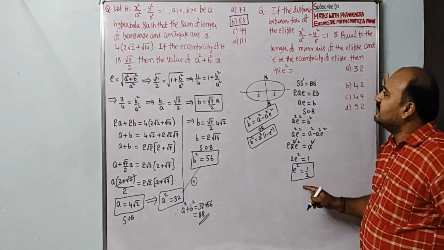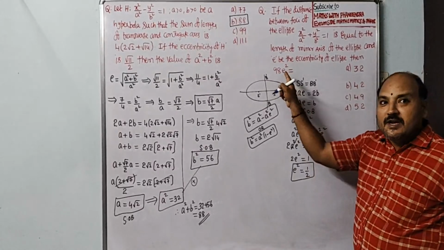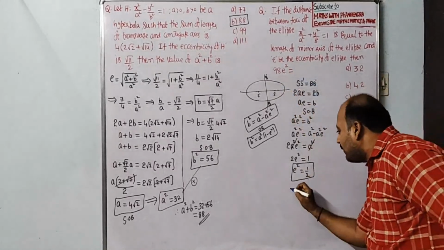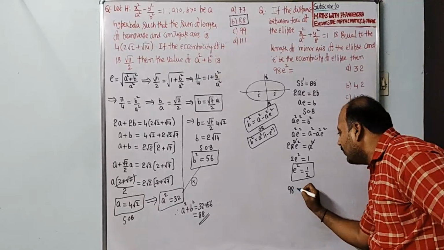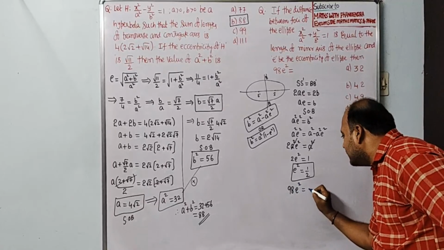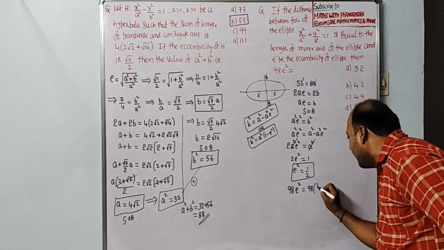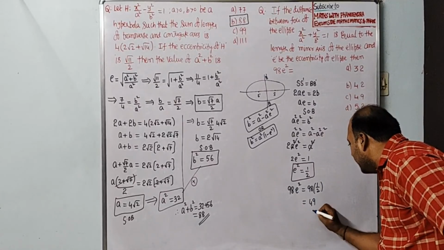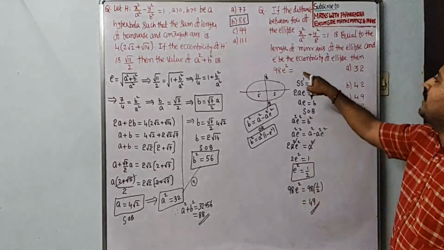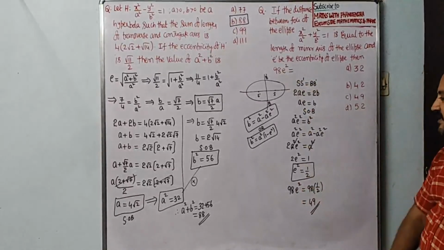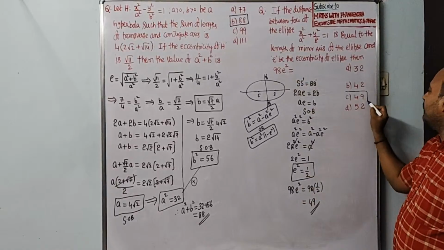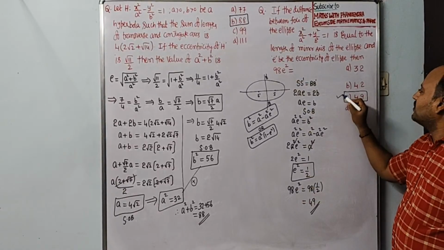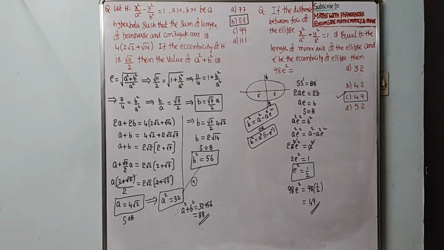After getting the value of E square, they are asking to find 98 times E square. So multiplying on both sides by 98, 98 E square is equal to 98 into 1 by 2. So 98 by 2 means what? 49. Therefore, the value of 98 E square, where E means eccentricity, is 49. It is there in the third option, dear students. I hope you understand.